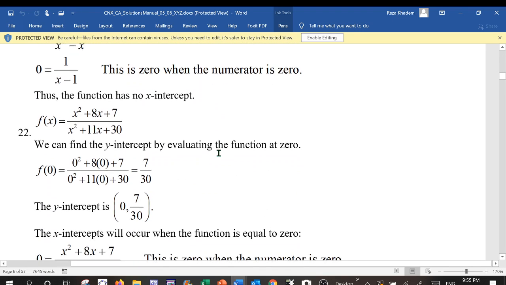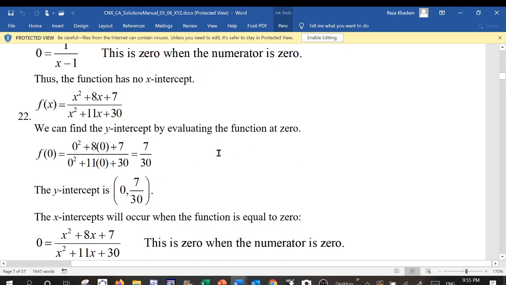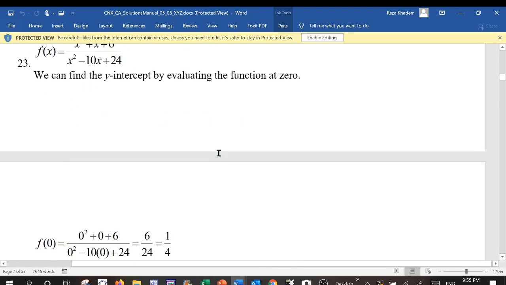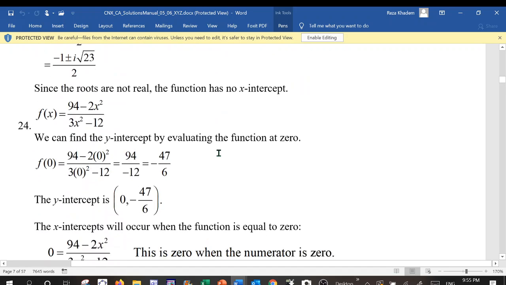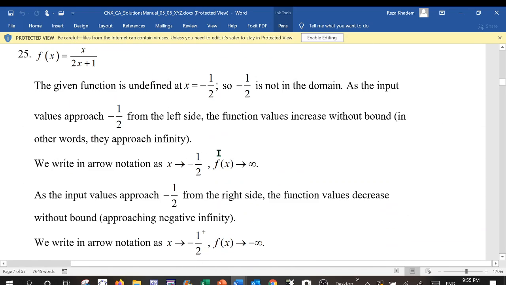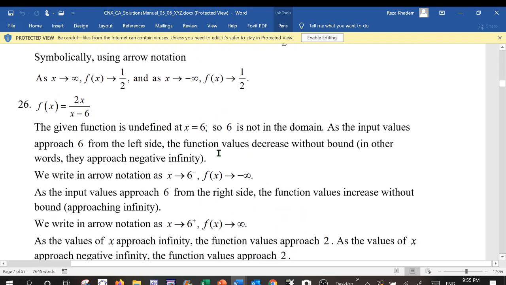So 22, we could do that. X and y intercepts. You set the numerator equal to 0. You find the x intercepts and y intercepts. But I'm going to do number, let's see, 26. Let's do one. 26, okay.